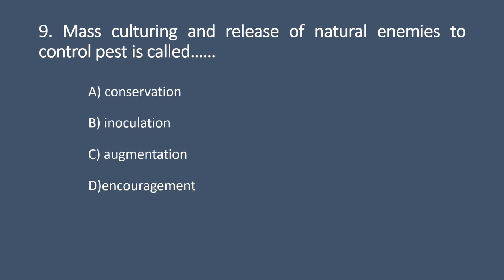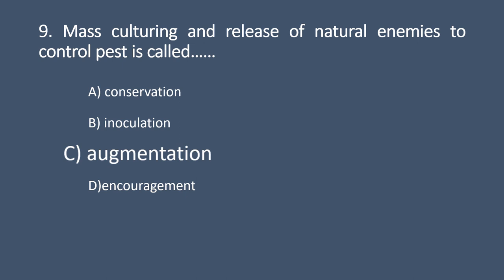Then mass culturing and release of natural enemies to control pest is called? Options are conservation, inoculation, augmentation, and encouragement. These are all part of biological control methods. In conservation, we propagate and conserve the natural enemies. In inoculation, we introduce the natural enemies in field to control the pest population. Augmentation is mass culturing and release of natural enemies to control pest. That's why the correct option is augmentation.